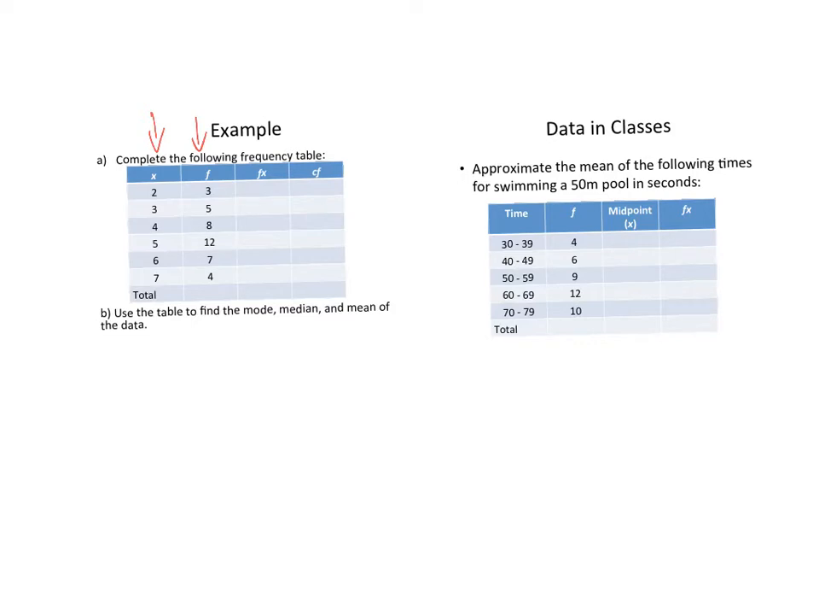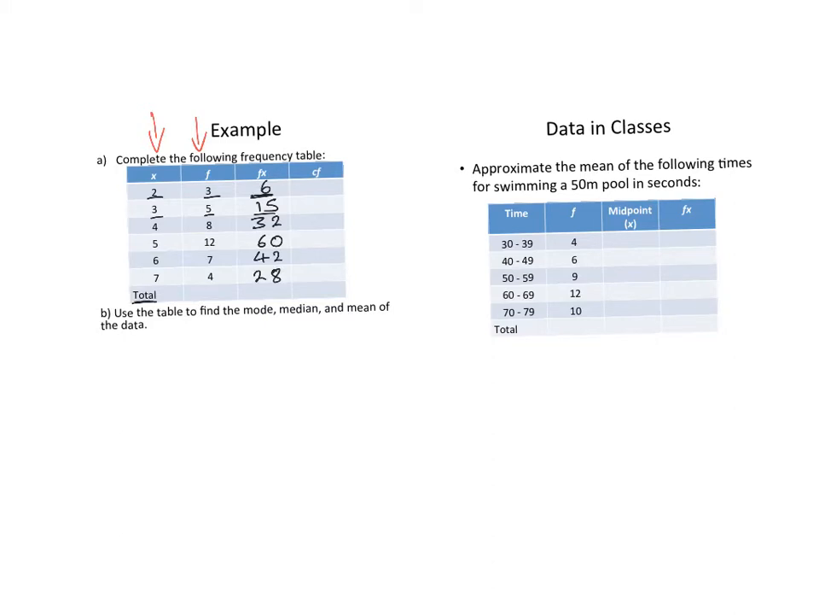Now we're going to focus on filling in the FX column. Again, FX means F times X. For the first value here, I just want to do 3 times 2, which is 6. That's very easy. Here, 5 times 3, which is 15, and so forth. So 4 8s are 32, 5 times 12 is 60, 6 7s are 42, 7 4s are 28.